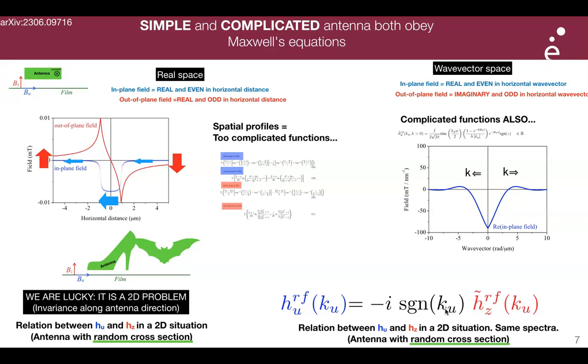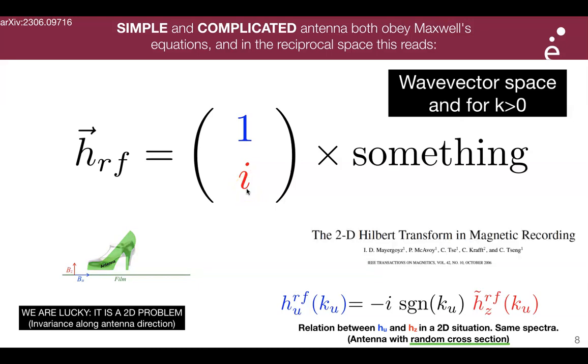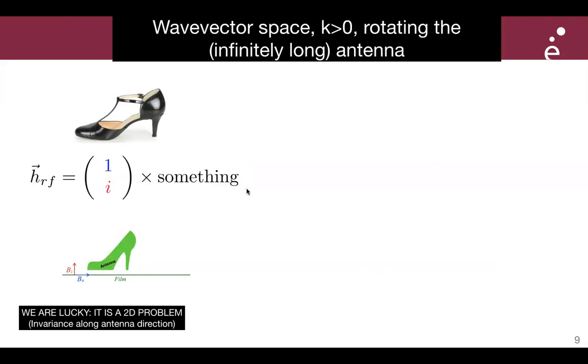So let's now forget about the exact shape of the antenna and use this property. Summarizing, the RF field seen in reciprocal space has an in-plane and out-of-plane component. They may have amplitudes that are complicated to express, but these two components, out-of-plane and in-plane, are not independent from each other.